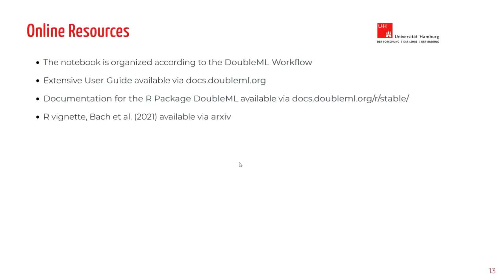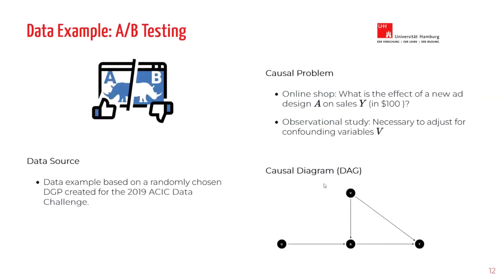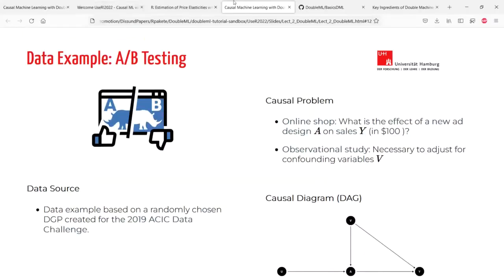The data that we use is not really from an A/B test, but we rephrase it as an A/B test because I think in many cases this is a practical or tractable example, and it's taken from the 2019 Atlantic Causal Inference Data Challenge. So it's a data set that's randomly chosen. We did not select the one which is particularly nice.